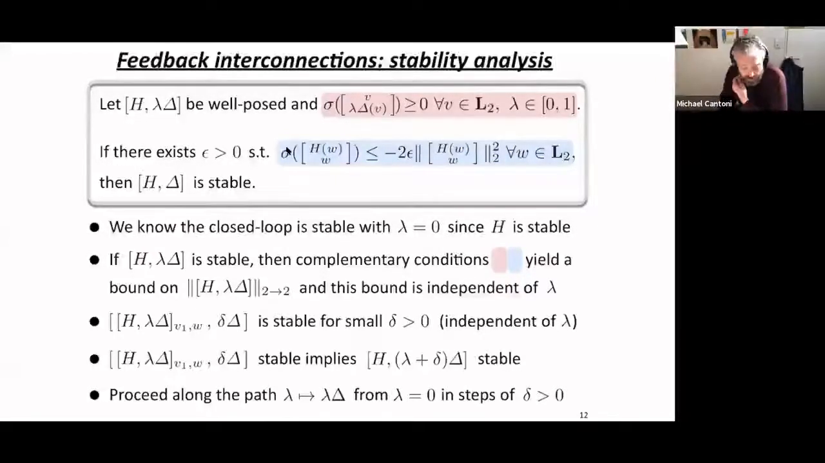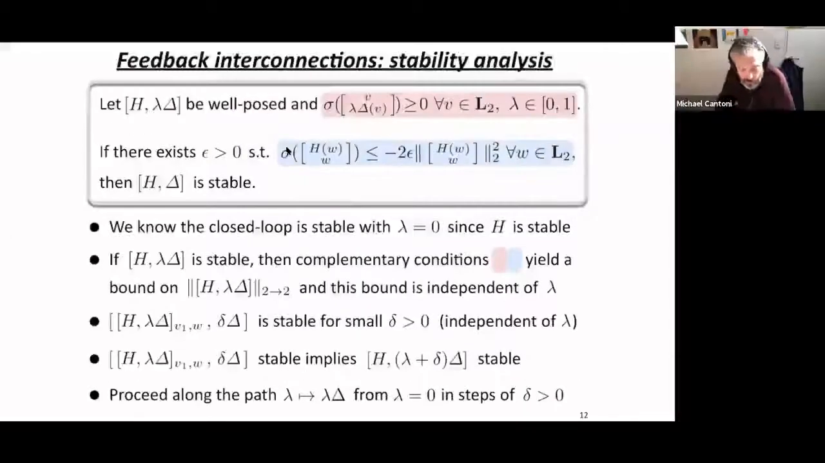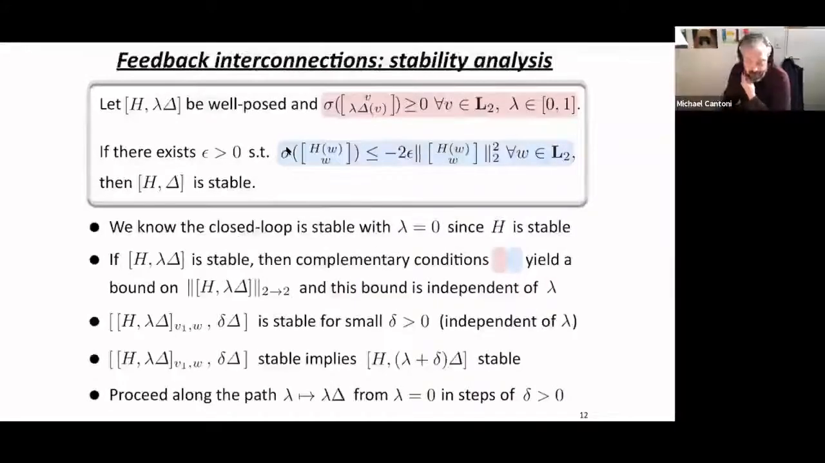Now, if this is stable, then the complementary conditions here yield a bound on the closed loop gain, okay? And this bound is independent of lambda, okay? So if you look back here, the kappa and the epsilon here just depend on the properties of sigma, okay? They don't depend on where we're evaluating them, right? So as we vary lambda, I get the same bound here, all right? Okay, so we know that this closed loop gain is going to be bounded and it won't depend on lambda.